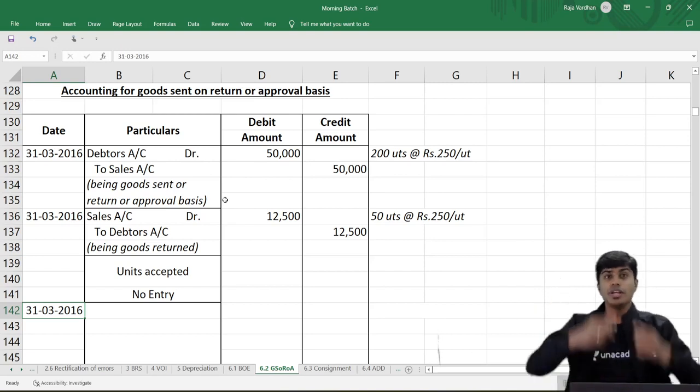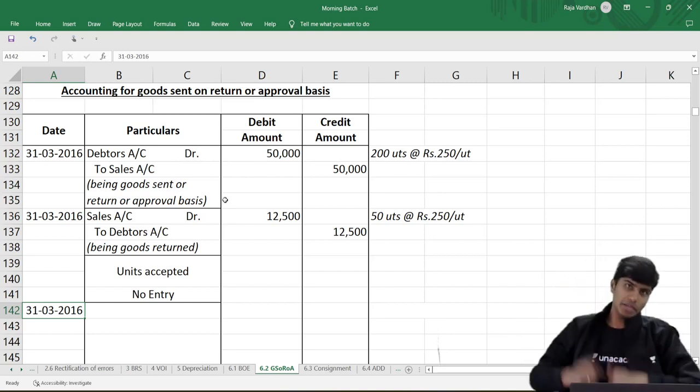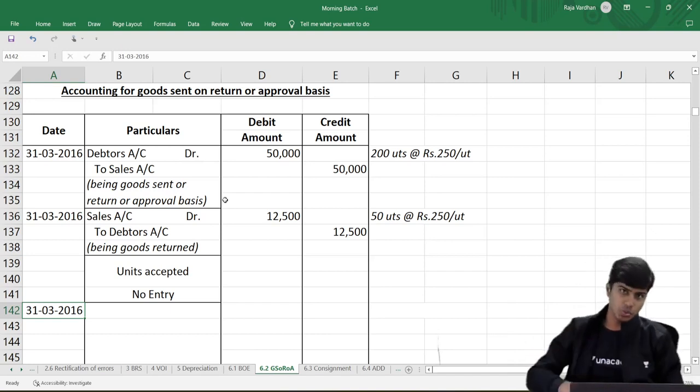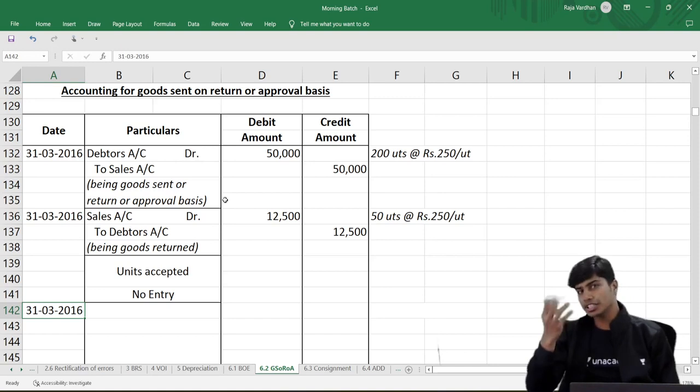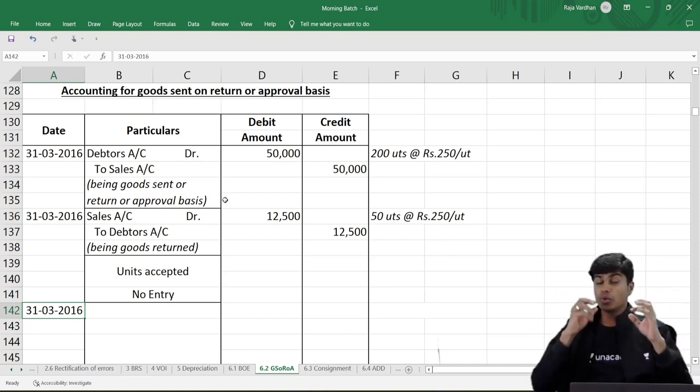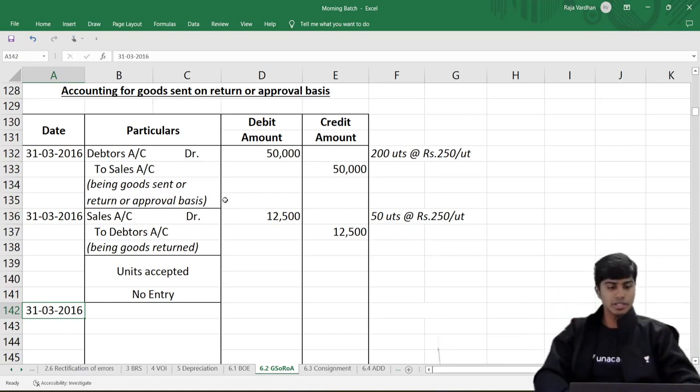So, for this, we need to reverse the sales entry that we have already passed and we should also pass the entry to include such inventory into our stock, which is stock with customer to trading. The difference here being when you reverse the sales entry, you would have to do it at selling price, and when you have to include the stock into our inventory, you would have to do it at cost price.